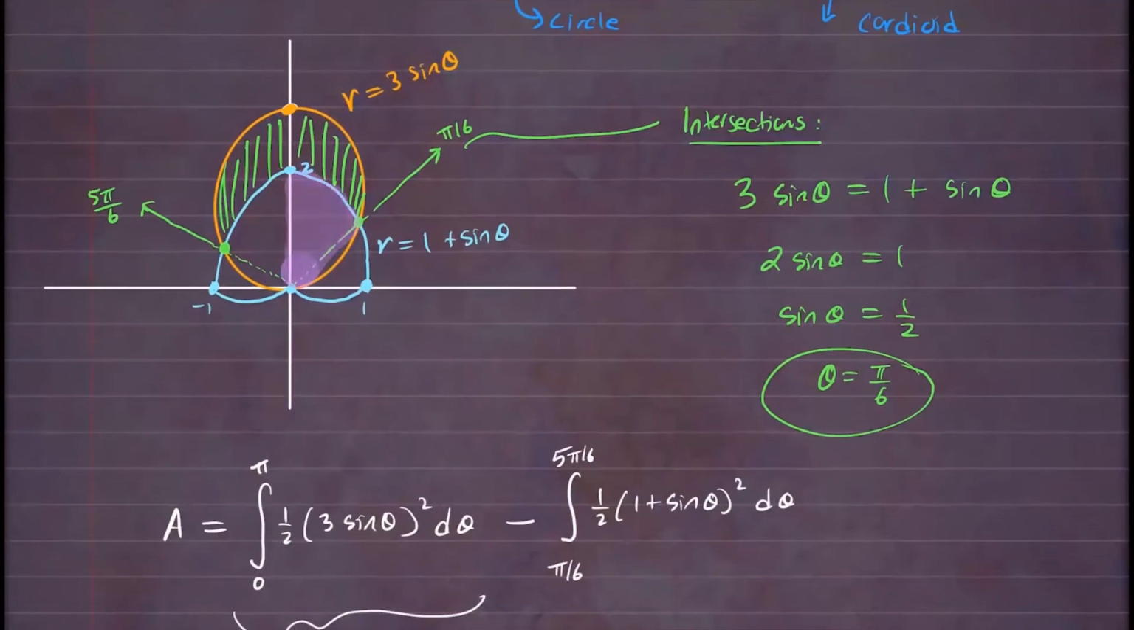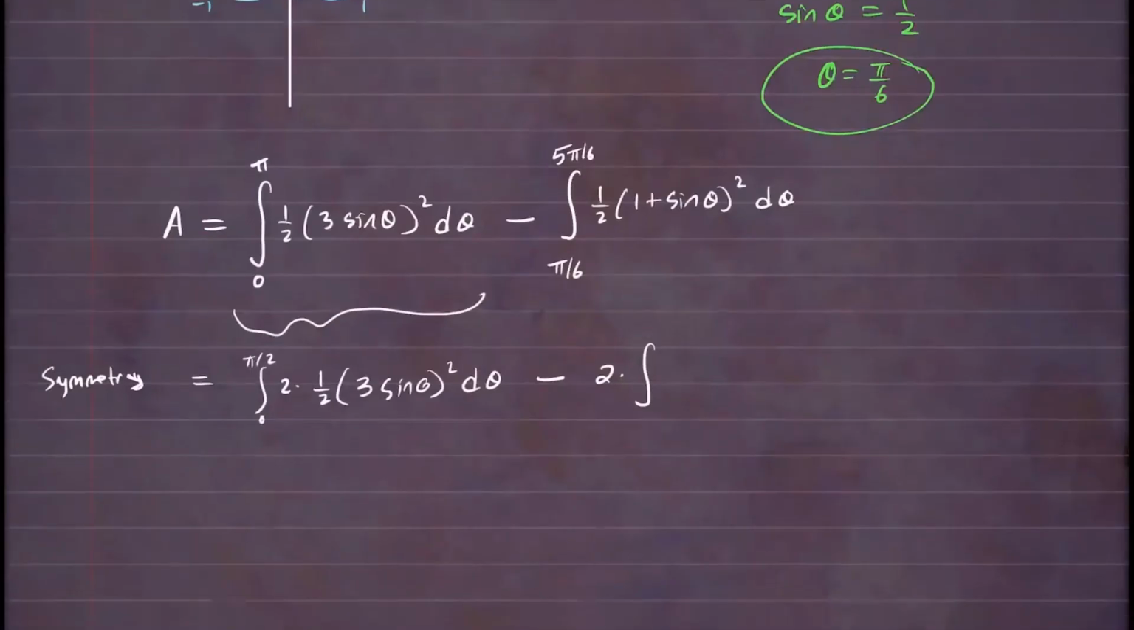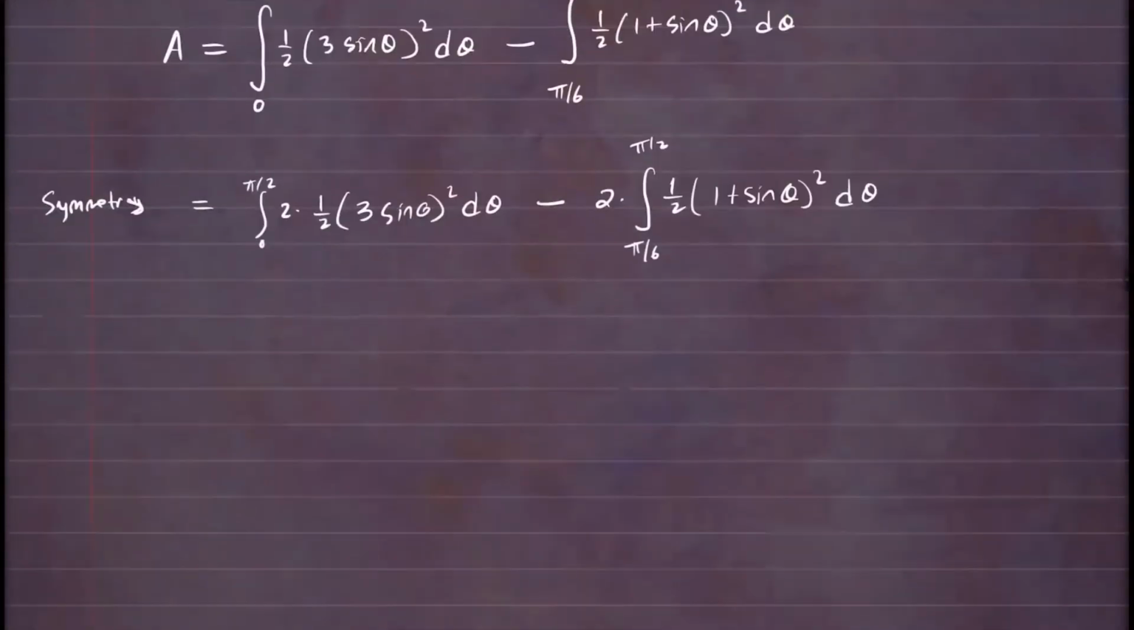So from pi over 6 to pi over 2. Using that idea, this is going to integrate from pi over 6 to pi over 2, double of that integral. So 1/2 (1 plus sine theta) squared d theta. That'll save you a lot of time. So this is what we're going to proceed with. Well, let's go ahead and continue.